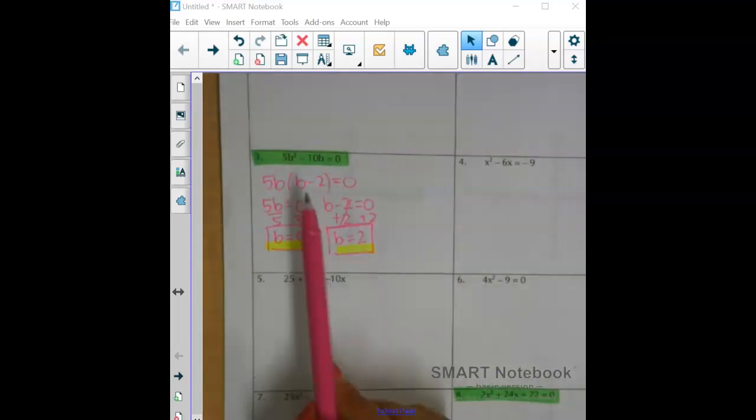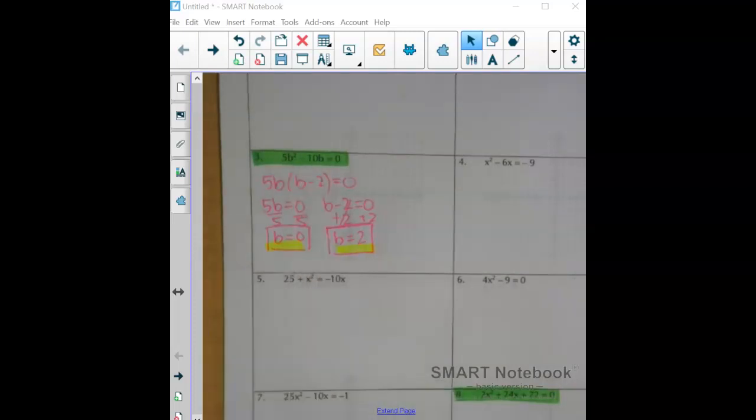I am notorious, guys, for giving y'all questions like this on your tests and quizzes and expecting you to factor it. Please make sure you remember how to factor questions like number 3.